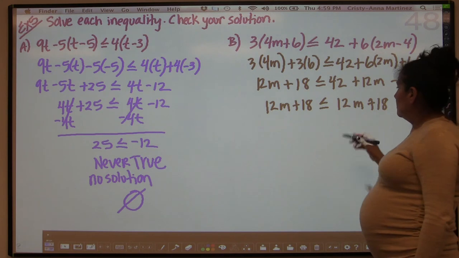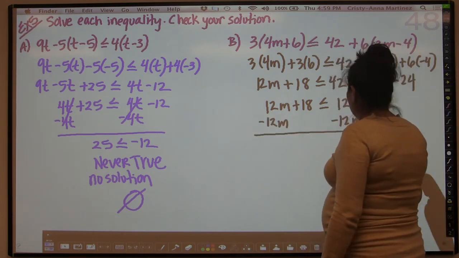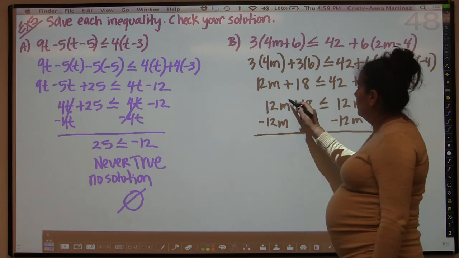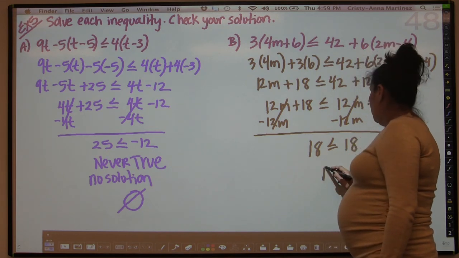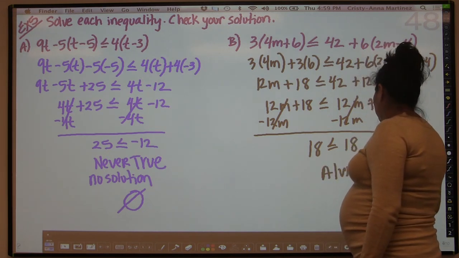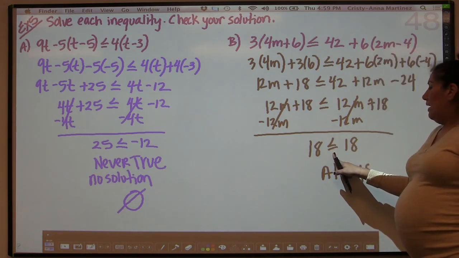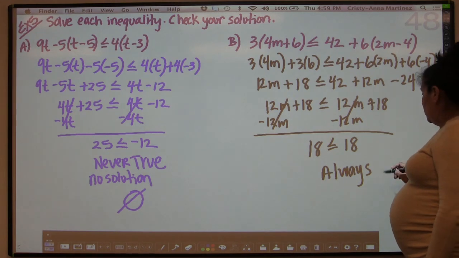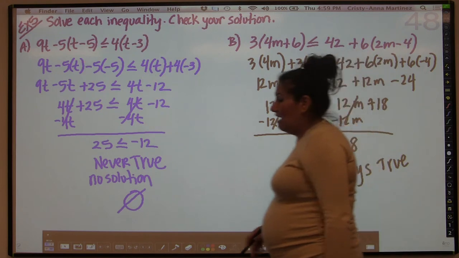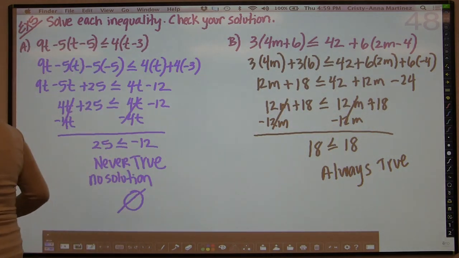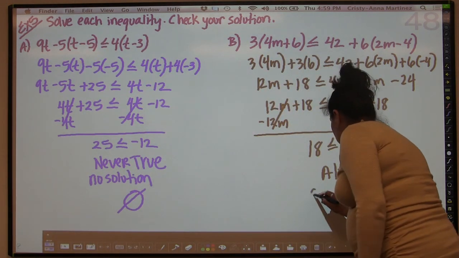So in this case, again, you're going to go minus 12m to try to put them on the same side, if you haven't already noticed. You have the exact same thing on both sides of the inequality. They're going to cancel. You're going to get 18 is less than or equal to 18. And this is always true. And it's always true because 18 will always be equal. So it says less than or equal to, and so 18 will always be equal to 18. So this is going to always be true. And in that case, everything is a solution. You have all real numbers are solutions.